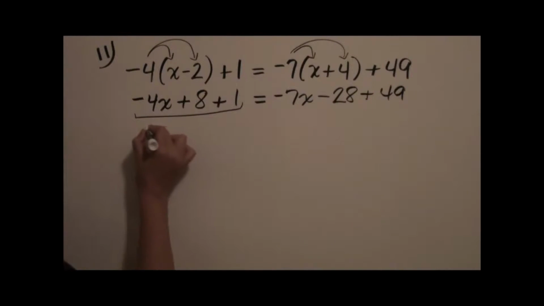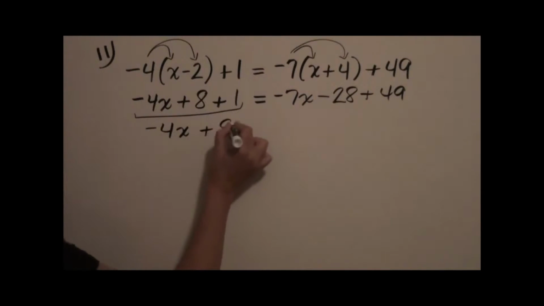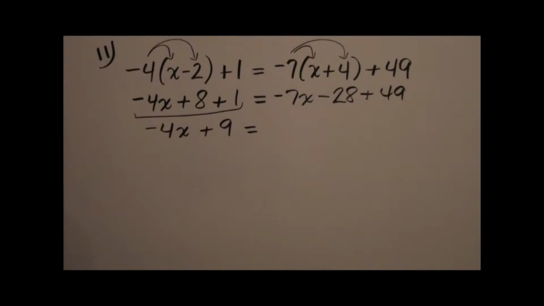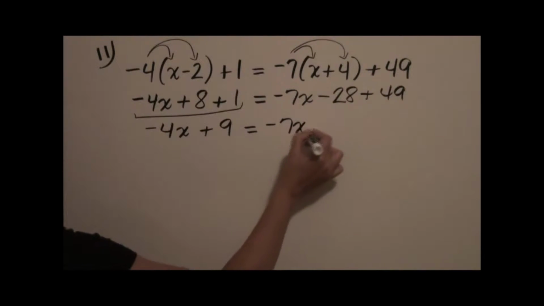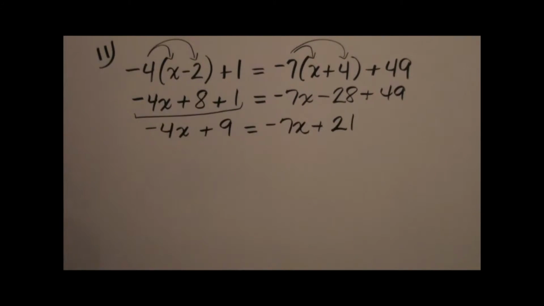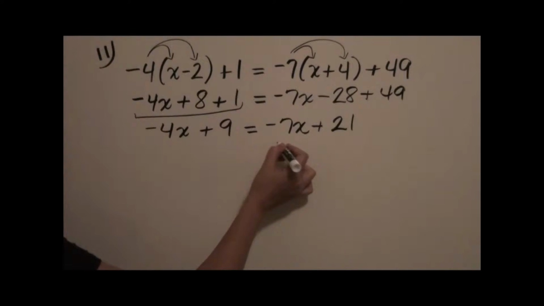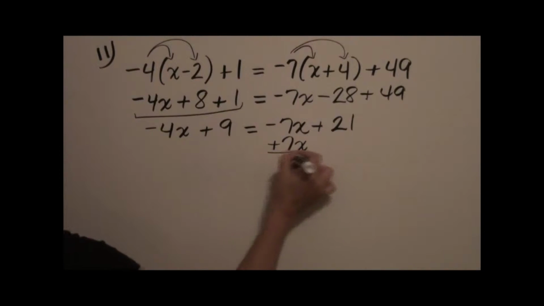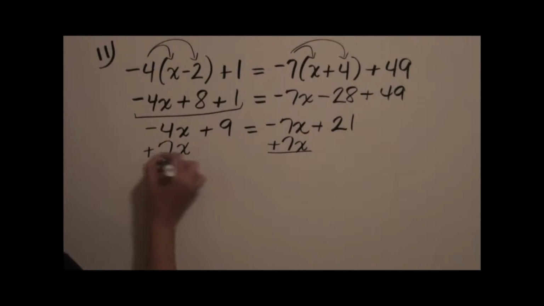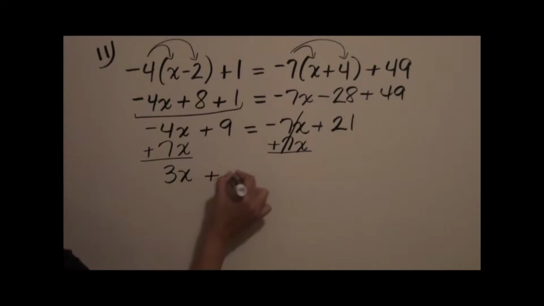Yes, I have an 8 and a 1, so I get negative 4x plus 9. On the right side, I have a negative 28 and a positive 49, so I've got negative 7x plus 21, because negative 28 plus 49 gives me positive 21. Alright, if I want to bring variables to the left, I've got a negative 7x on the right side, so I add it to eliminate it on the right, and on the left that gives me negative 4x plus 7x, which is 3x, plus 9 equals positive 21.